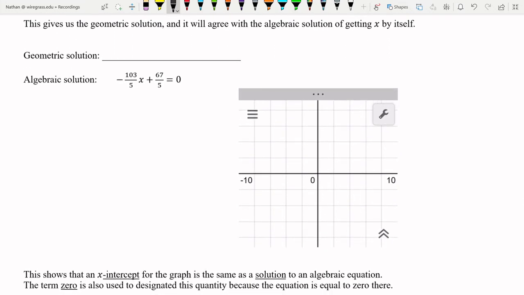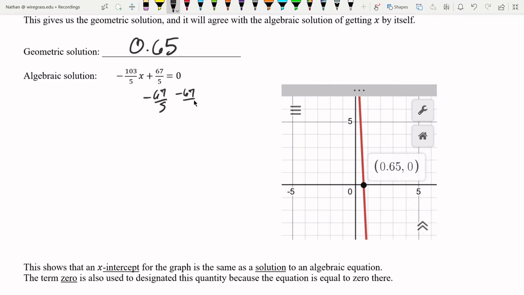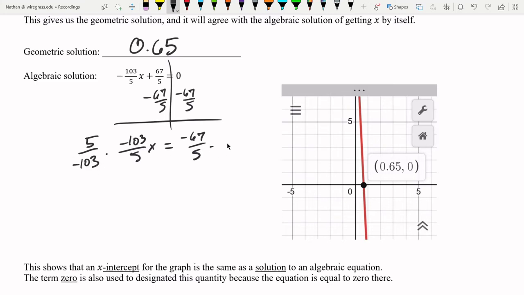So let's go ahead and solve this. Let's graph this guy. Okay, here's the graphed relation, and you can see we have a solution here at 0.65. That's what Desmos gives us as the x-intercept. And now the algebraic solution, well, if we subtract 67 over 5, now all we need to do is to multiply by 5 over negative 103. That cancels everything on the right, leaving just x.